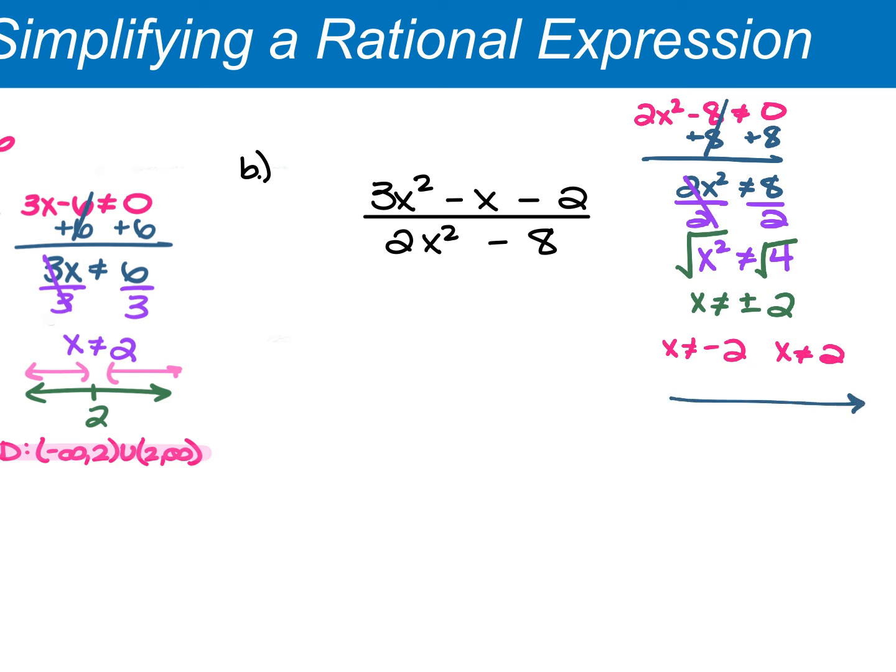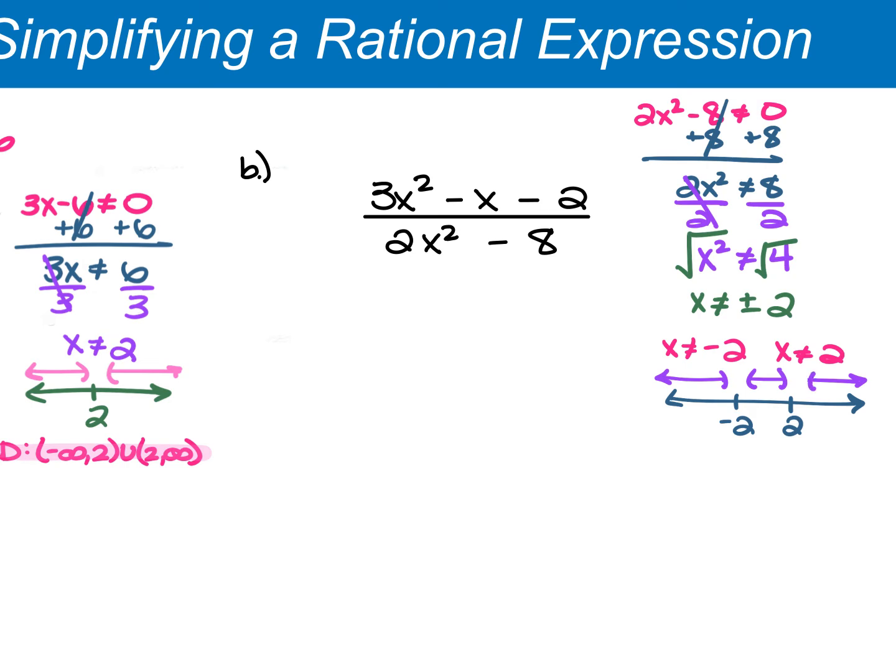So on your number line, you're going to work with negative 2. You're going to work with positive 2. Your line is going to go from negative infinity to positive infinity, but it is not going to include negative 2 or positive 2. So you have two breaks in this line now. You still use the parentheses in order to designate that it goes from negative infinity up to negative 2. Then it goes from negative 2 to positive 2. Then it goes from positive 2 to positive infinity.